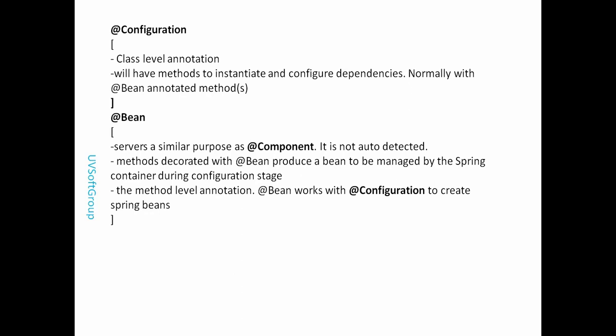And Configuration is one of the key annotations for the Spring Boot framework. It is a class level annotation, and the methods indicate and configure dependencies, normally with Bean annotated methods. The Bean is a similar process to components. It is not auto-detected. This is the main difference between component and bean. Bean is a method level annotation, and it works with Configuration to create the Spring Bean.